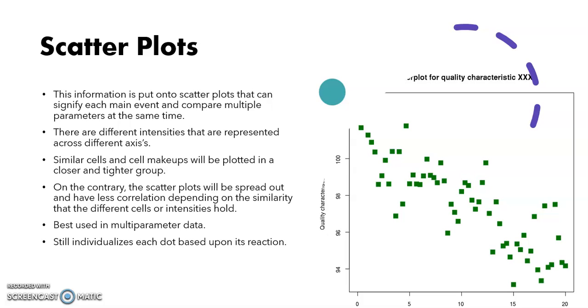We see that this is best used in multi-parameter data, and still individualizes each dot based upon its reaction. This isn't technically an actual flow plot, but this is essentially what a scatter plot is. You can see close-knit groups and also really spread out ones.